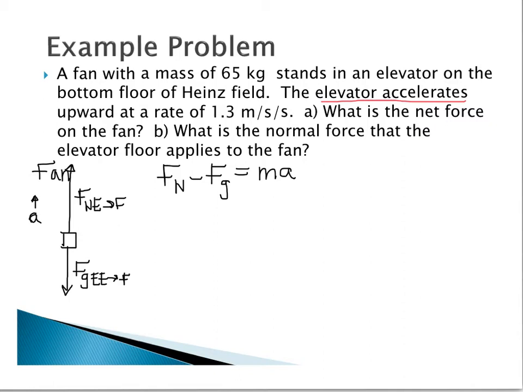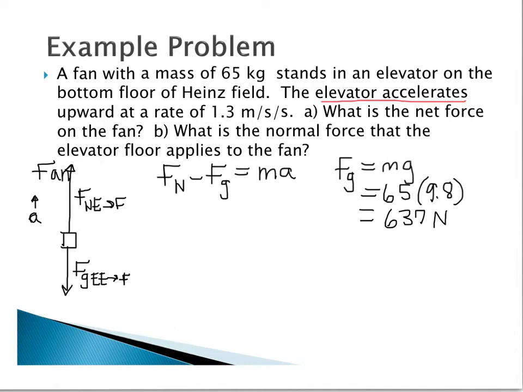The other thing that we always know is we can calculate the force due to gravity, or the weight of an object, by taking mass times acceleration due to gravity. I'm going to start there because I actually know the mass of the fan is 65 kilograms. Therefore, the weight of the fan is 65 kilograms times 9.8 meters per second each second, which is 637 newtons.